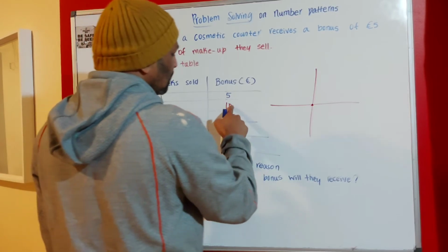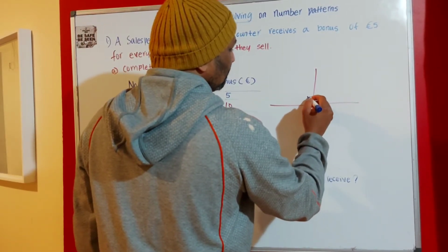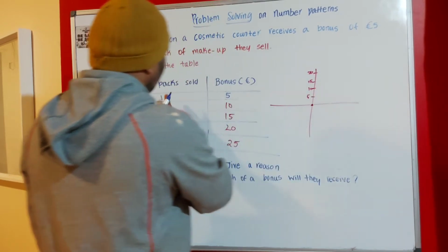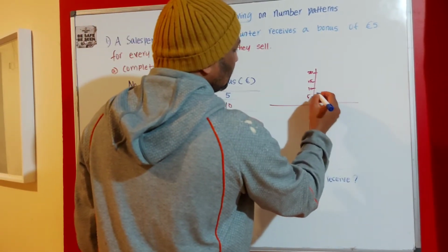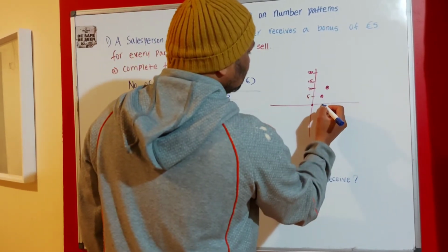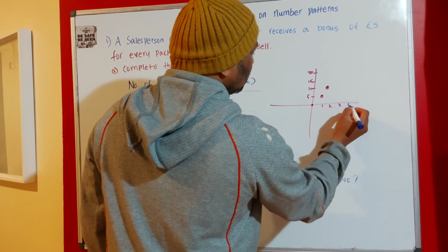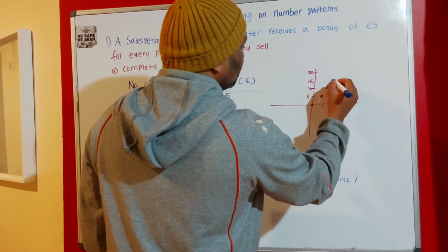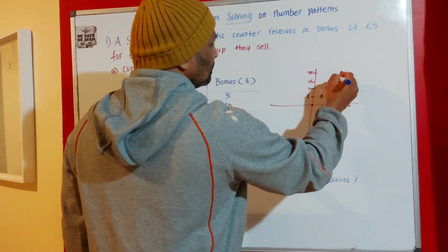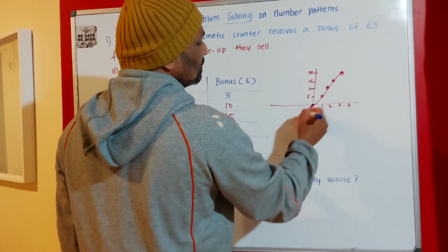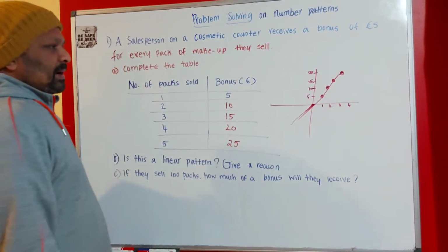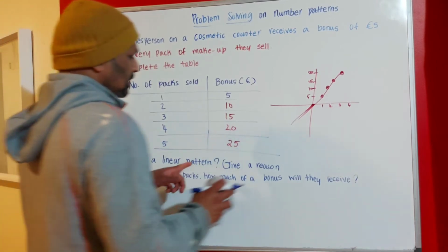So 1, 5. If you put 1 pack, you get a 5 here. For 2 packs, you get a 10. For 3 packs, you get a 15. Assume this is 1, 2, 3, 4. For 4 packs, you get a 20. So you extend this graph. It's going to meet at 0. Such a pattern is called a linear pattern. Okay.